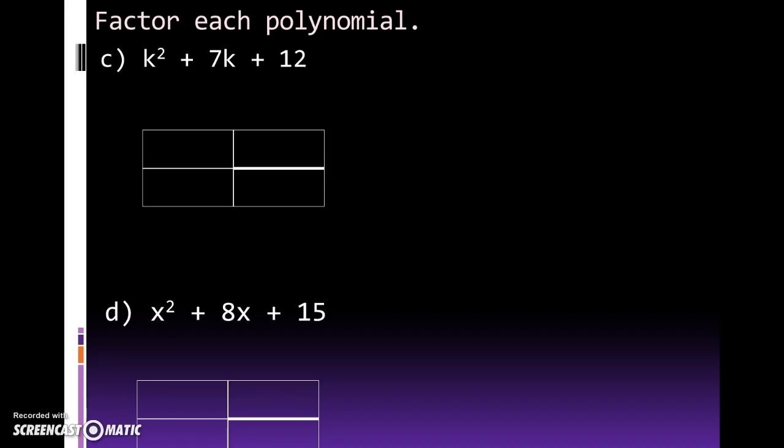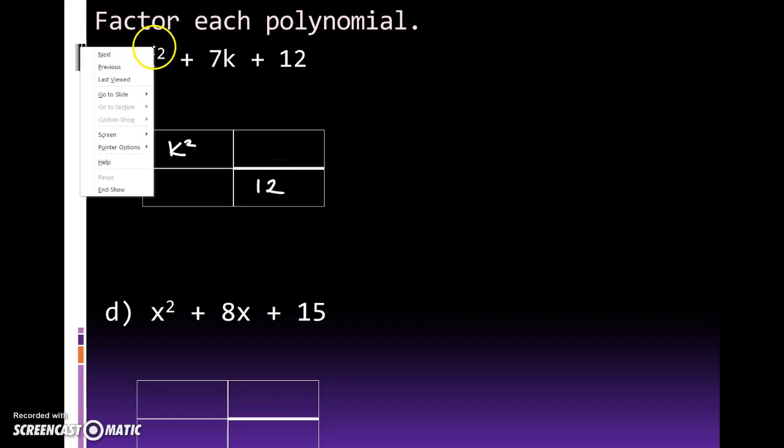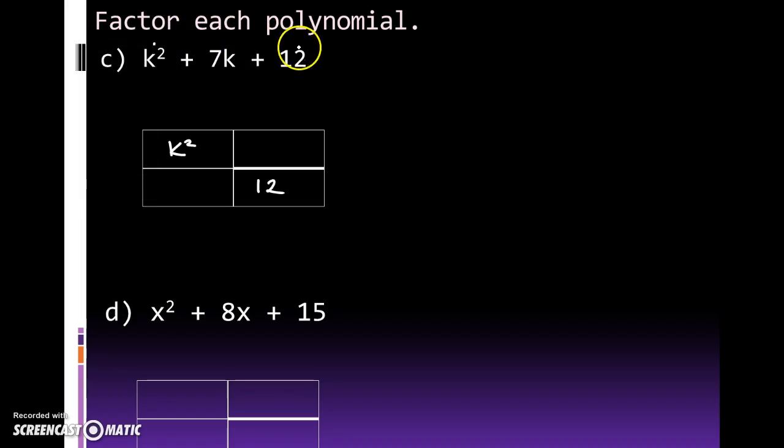But for those of you that are still a little bit risky, the first thing to do is put your first term in your first box and your last term in your last box. So go ahead and do that. And now you're looking for two numbers that will multiply to give you this product. So k squared times 12 is 12k squared, and that will add to give you the middle term.